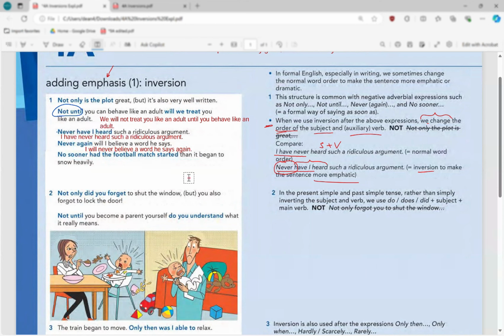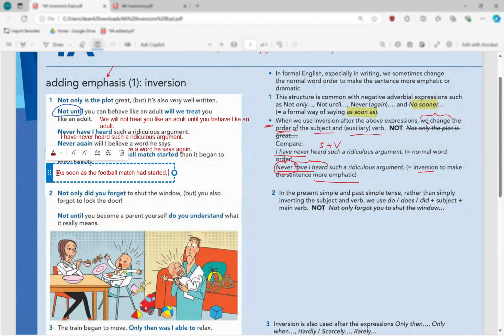Now, "no sooner," as you can see, is the formal way of saying "as soon as," right? Here, "as soon as," "no sooner." Same thing. So "no sooner" is the formal one, and "as soon as" is informal. So: No sooner had the football match started than it began to snow heavily. If I want to make it normal, it will be, it began to snow heavily as soon as the football match started, or we can say "had started." It's also fine.